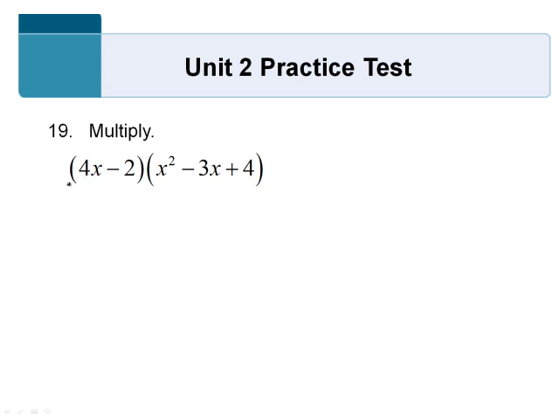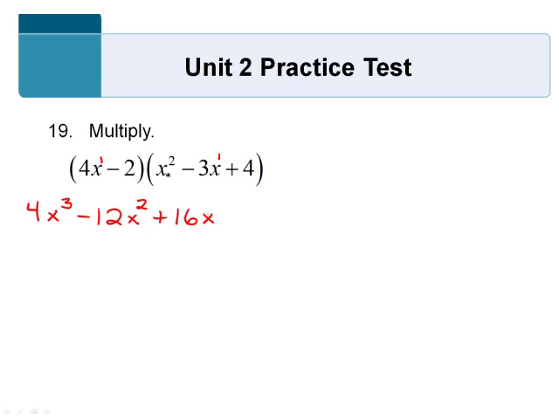So 4x times x squared is going to be 4x to the third, because remember there's a 1 there. Then 4x times negative 3x is negative 12x squared, because there's a 1 there, and 4x times 4 would be positive 16x. And no, you're not done yet. That's wishful thinking.